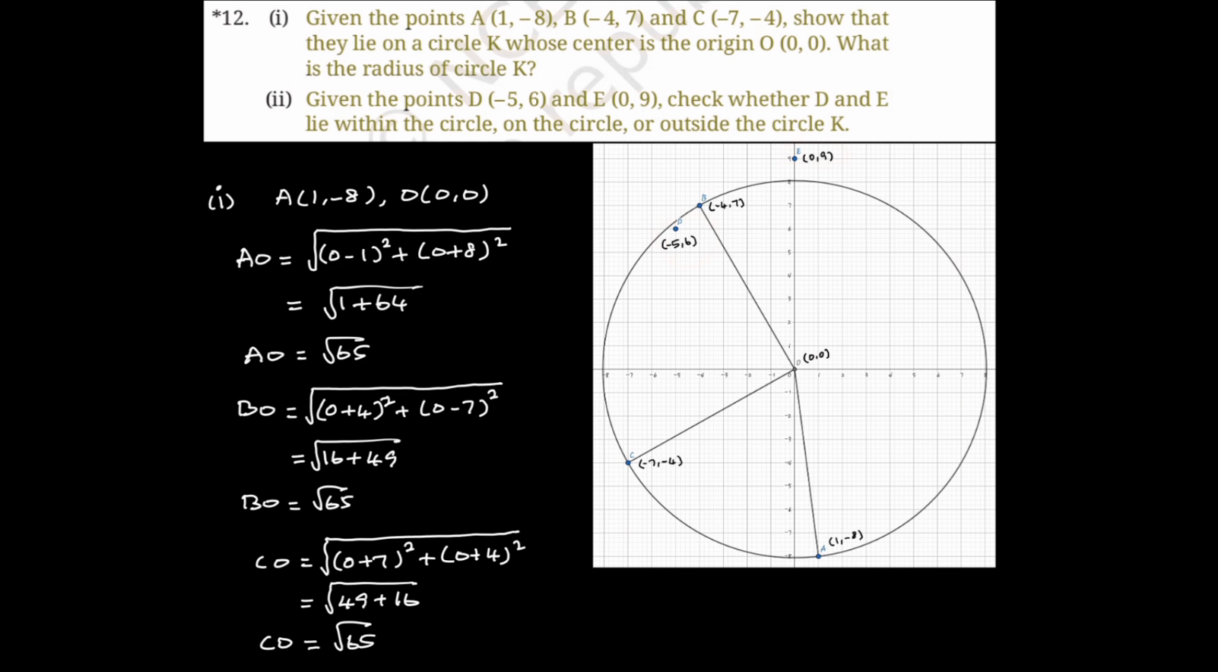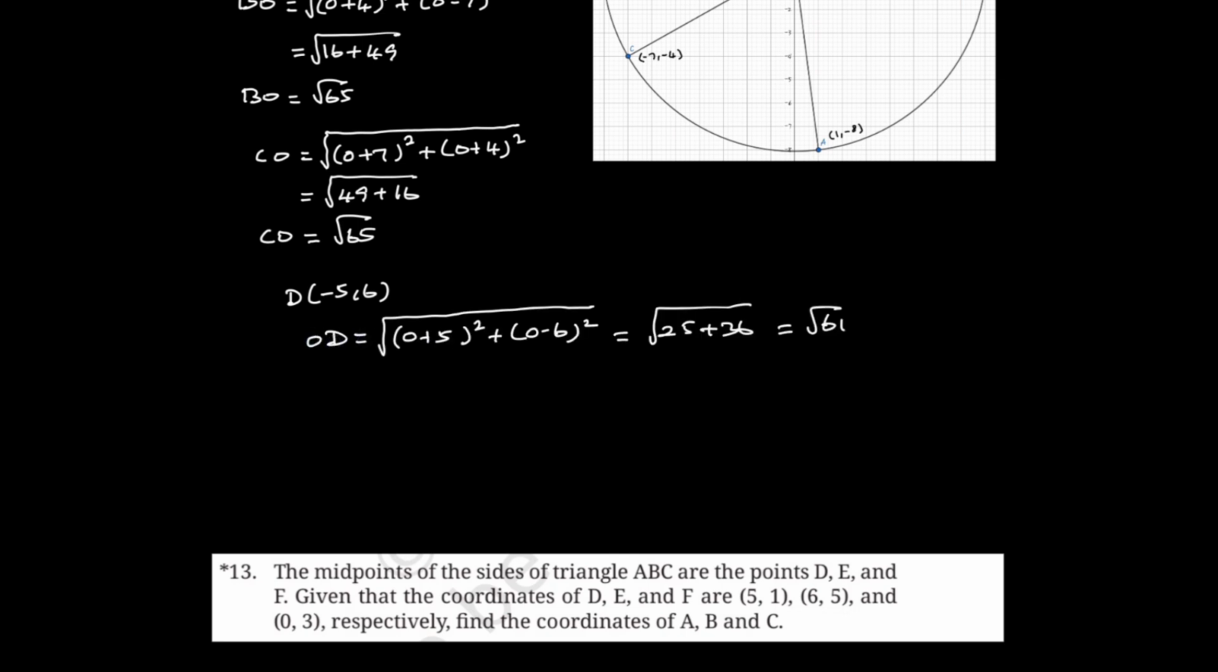But without the diagram, we can find the answer for this question. Let's see. The coordinate of D is (-5, 6). So we can find the distance of this point from the origin. We found the distance of OD. The distance of OD is square root of 61, which is less than the radius. The radius is square root of 65. So the point D lies inside the circle. We can conclude that the point D lies inside the circle.